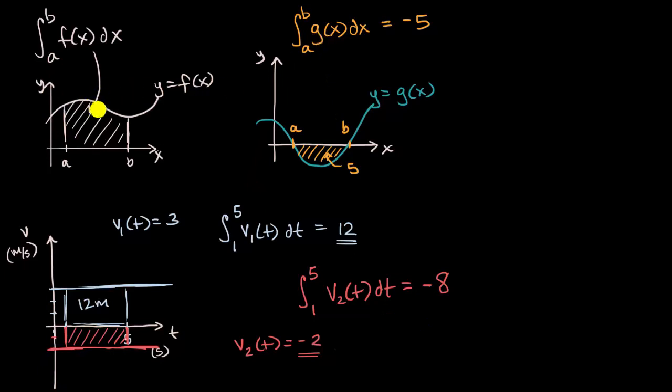So the big takeaway is, if it's below your function and above the horizontal axis, and if your a is less than b, then your definite integral is going to be positive. If your a is less than b, but your function over that interval is below the horizontal axis, then your definite integral is going to be negative. And in the future, we'll also look at definite integrals that are a mix of both, but that's a little bit more complicated.